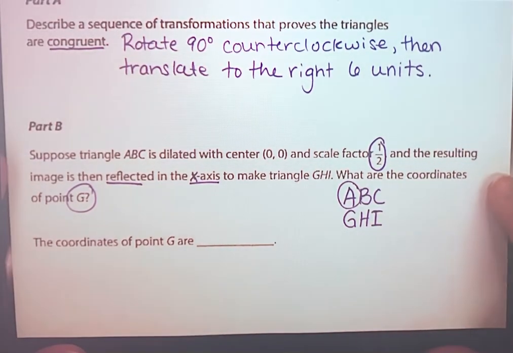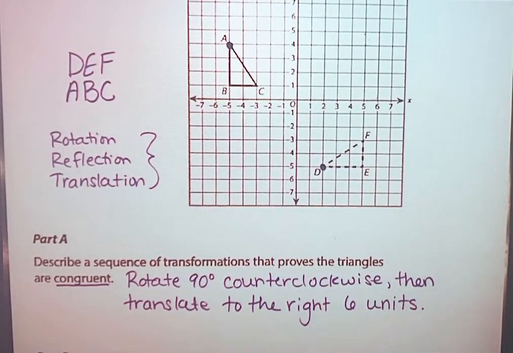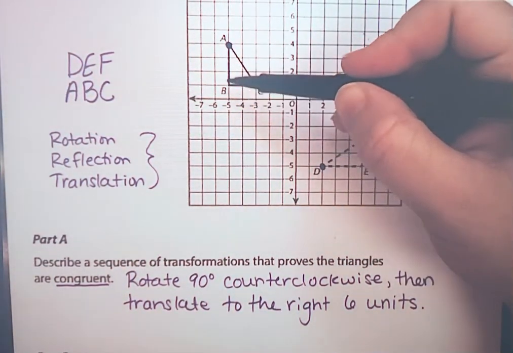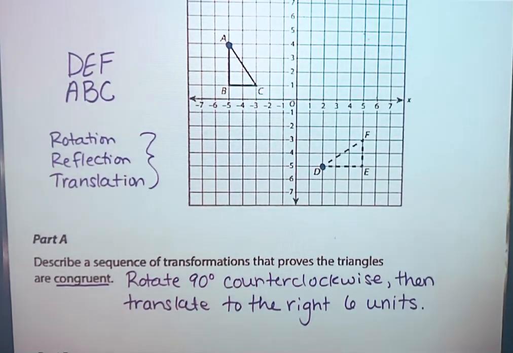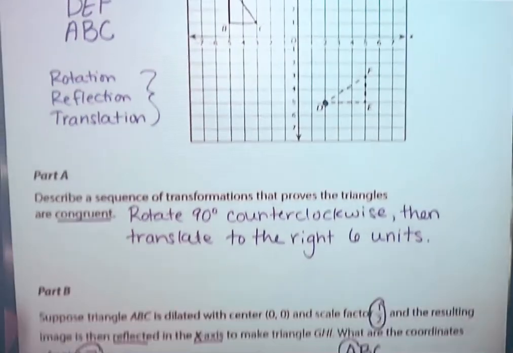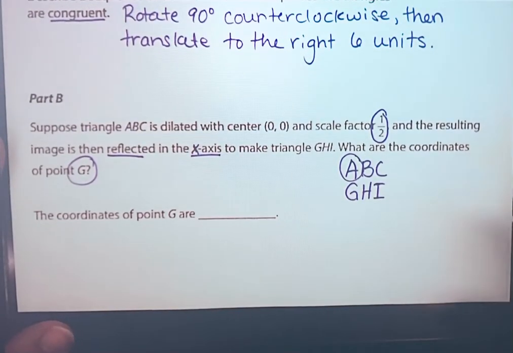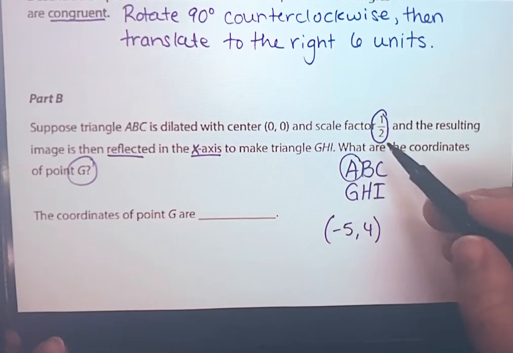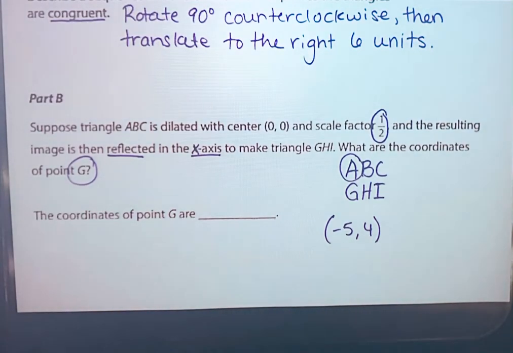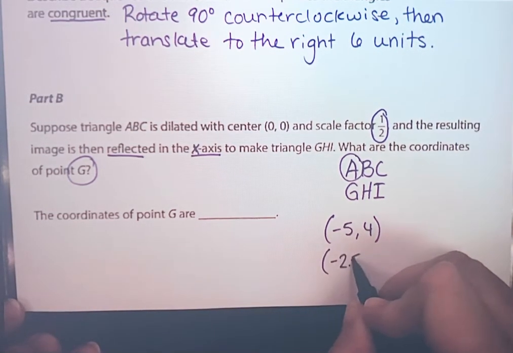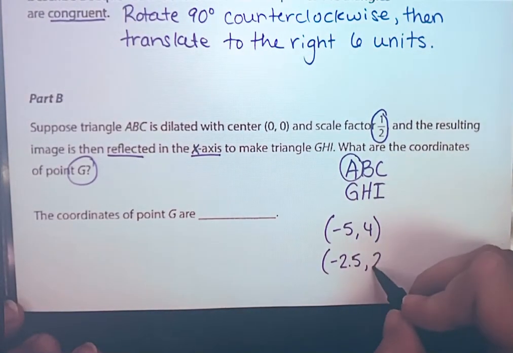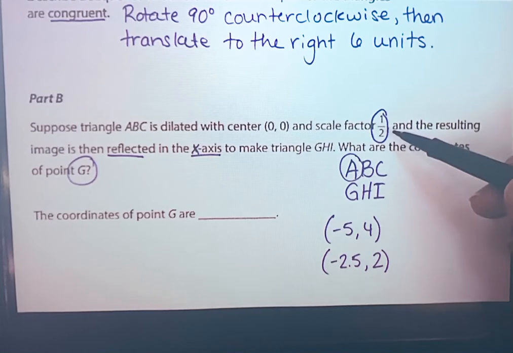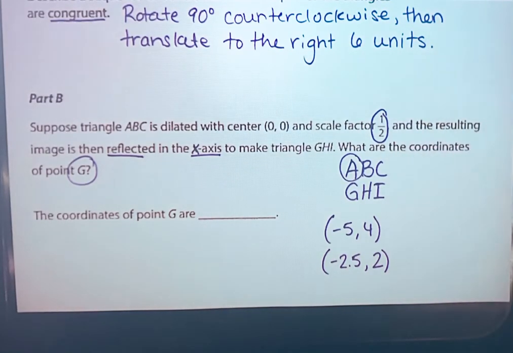So let's go back up to the top. My coordinate for A, right here, is -5, 4. See that? -5, 4. So I'm going to go down to the bottom, and I'm going to write that -5, 4. And we have a scale factor of 1/2. Well, what do we do with a scale factor? All you have to do is multiply. So think to yourself, what is -5 times 1/2? That's going to give you -2.5, and 4 times 1/2 is going to give you 2. Remember, when you multiply by 1/2, you're just splitting the number in half, basically dividing by 2.